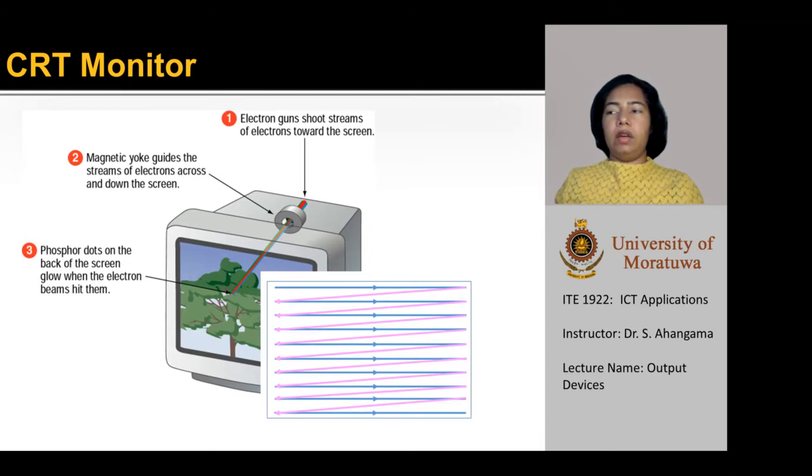The electron gun starts shooting electron beams from the top left corner and continues shooting until it reaches the end of the row. Then the gun starts shooting from the first pixel on the second row from the top and continues shooting until it reaches the end of the second row of pixels. This process will continue for all the pixels.